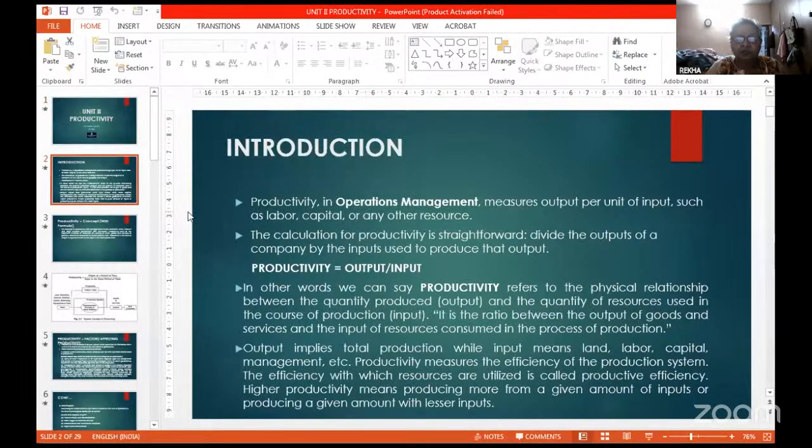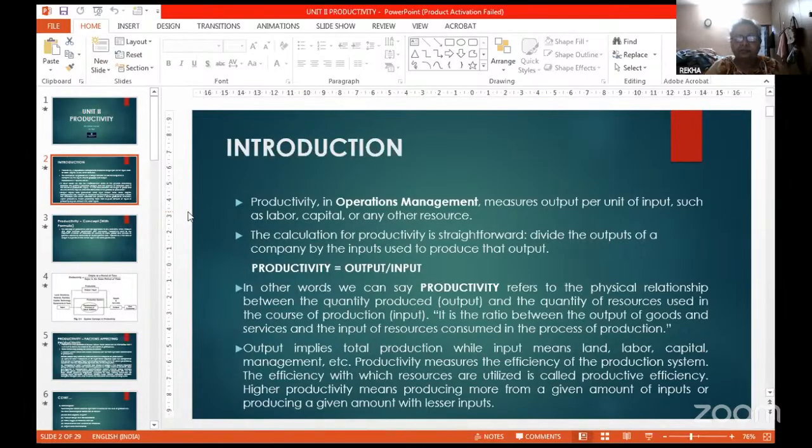So what is productivity? Productivity is output divided by input. How much time, energy, other resources you have, and out of that, how much you have been able to produce. If your input is less and output is more, then naturally productivity is more than one. If it is otherwise, if input is more and output is less, then your productivity is less than one. And if they are equal, then your productivity is one.